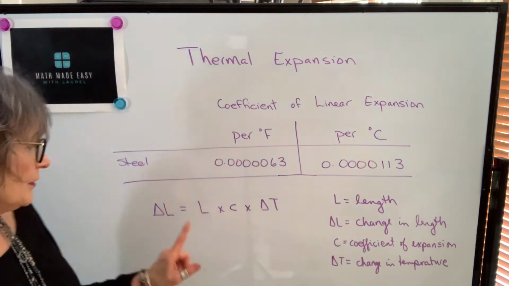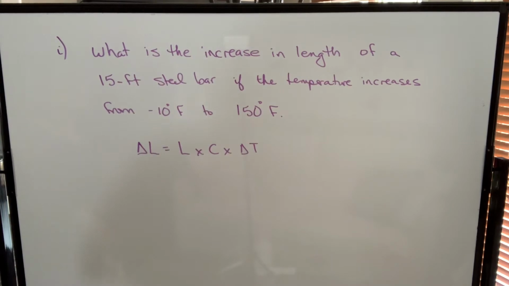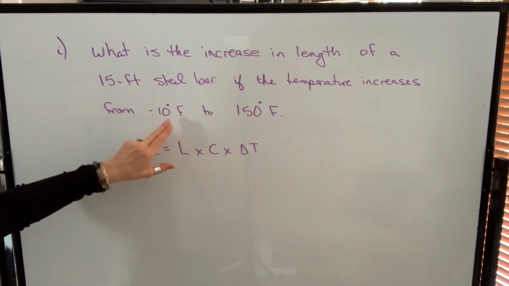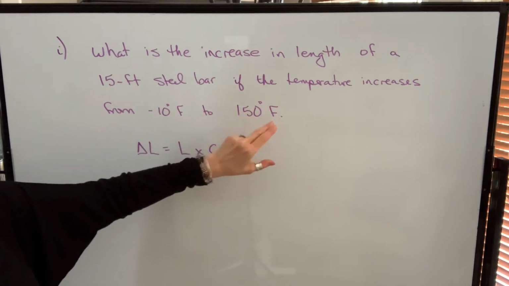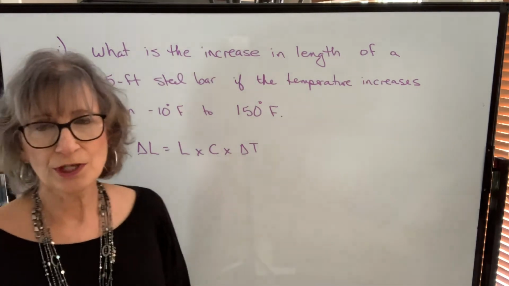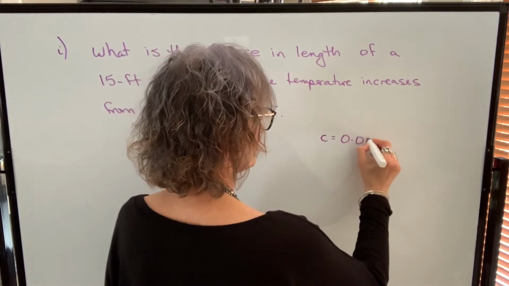Let's start off by finding the change in length. So our first question says, what is the increase in length of a 15-foot steel bar if the temperature increases from -10 degrees Fahrenheit to 150 degrees Fahrenheit? We're working with steel. We're going to use our coefficient that was outlined in that chart.